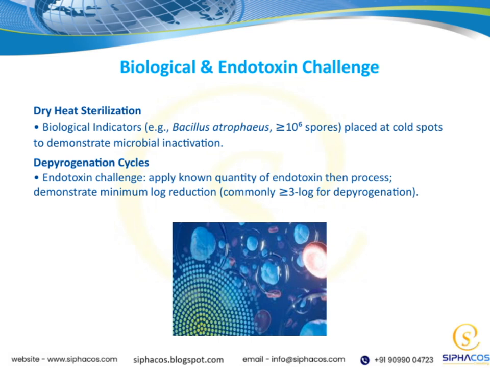Moving on to depyrogenation cycles, the focus is on endotoxins, which are pyrogens that can cause fever if contaminated. In this process, we apply a known amount of endotoxin to the items, then run the cycle. Our objective is to achieve a minimum of a 3-log reduction, meaning we reduce the endotoxin levels by at least 1,000 times. This is critical because it ensures the removal of pyrogens to safe levels, maintaining product safety and compliance.